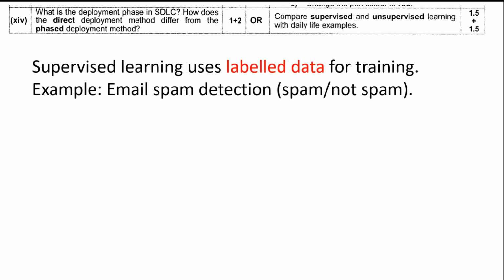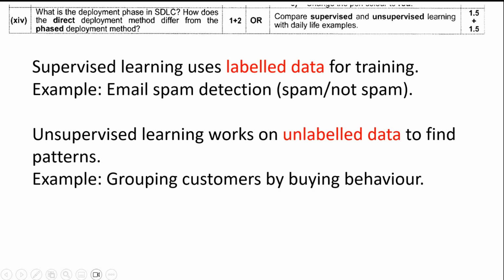Next one is, compare supervised and unsupervised learning with daily life examples. Number one, supervised learning uses labeled data for training. Example, email spam detection, spam or not spam. Unsupervised learning works on unlabeled data to find patterns. Example, grouping customers by buying behavior. First they find the patterns, and after this they learn from them.